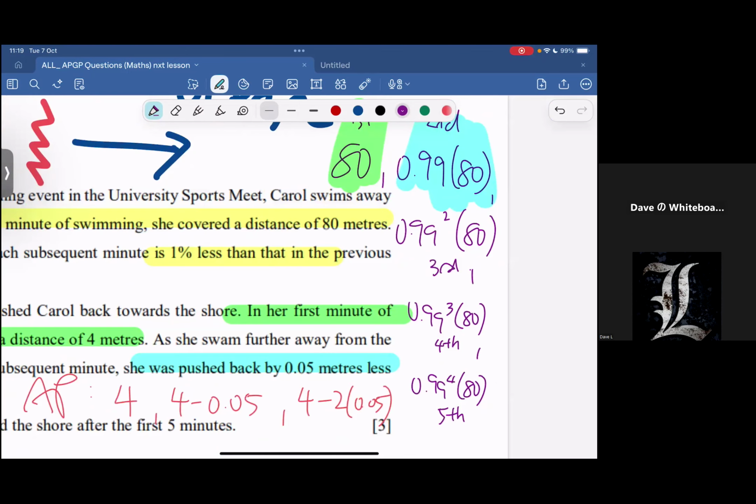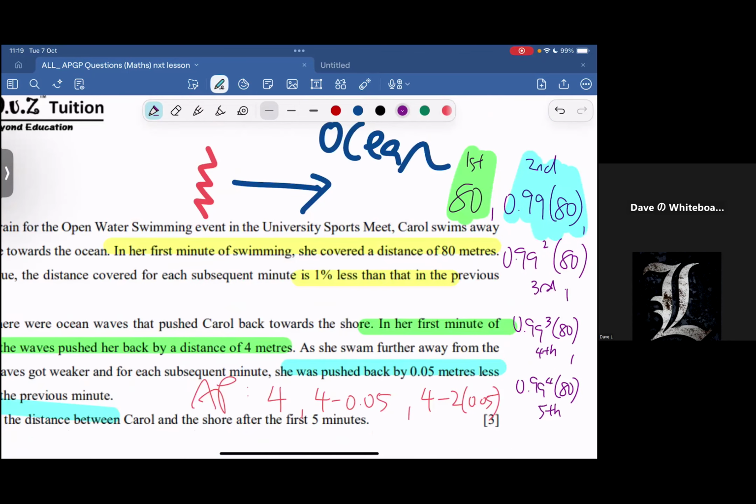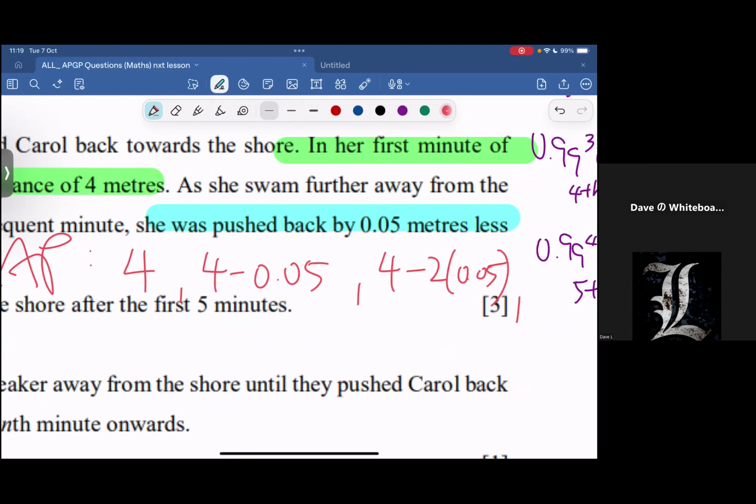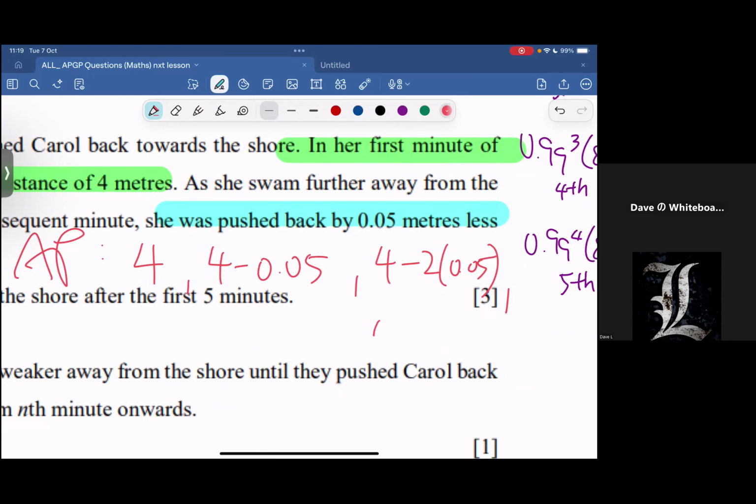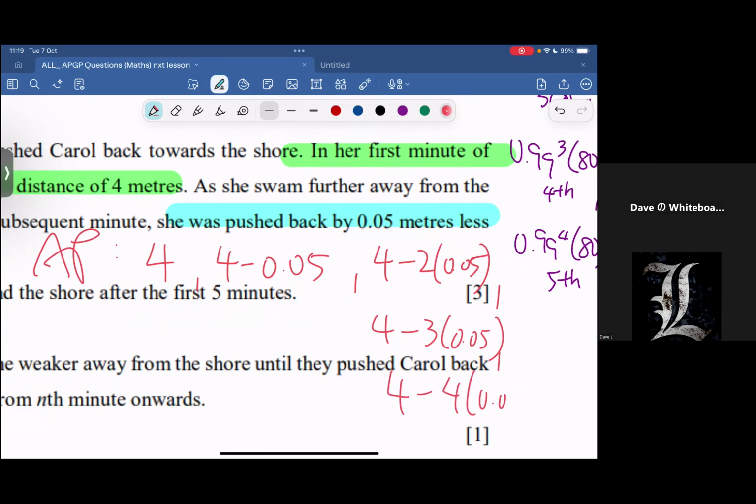So if you just look at the purple part here, from the first minute all the way to the fifth minute, you add all of them together. That will be the total distance that she swam for the first 5 minutes. But don't forget that there's also the part where she got pushed back. So if you go down to the red part where there's pushback, the fourth minute, the pushback will be 4 minus 3 times 0.05. And of course, the last one will be 4 minus 4 times 0.05 itself.